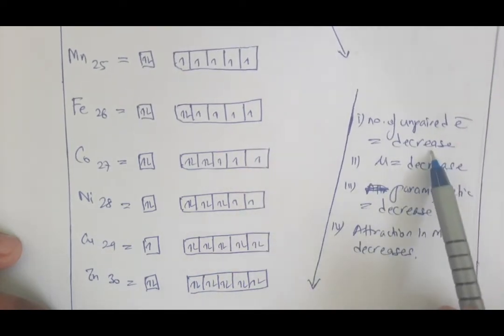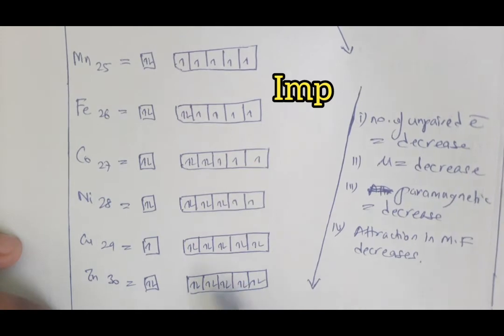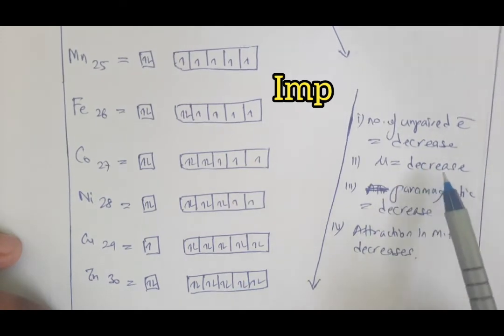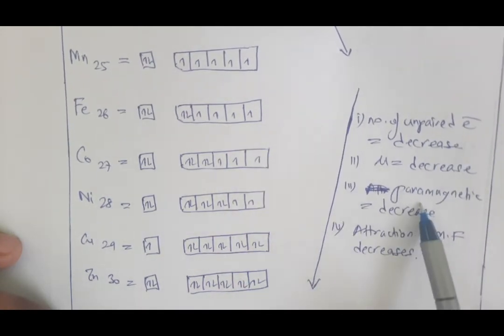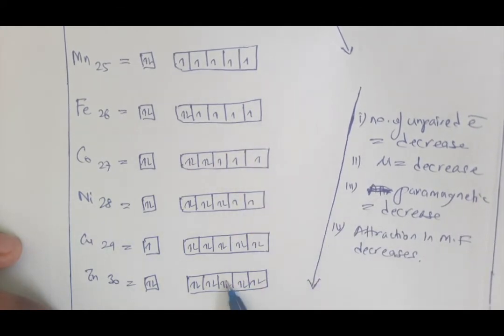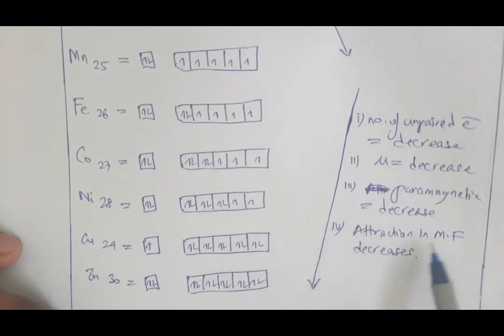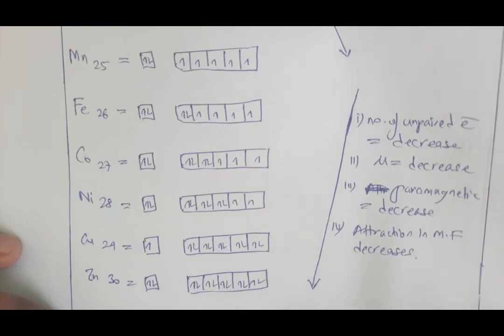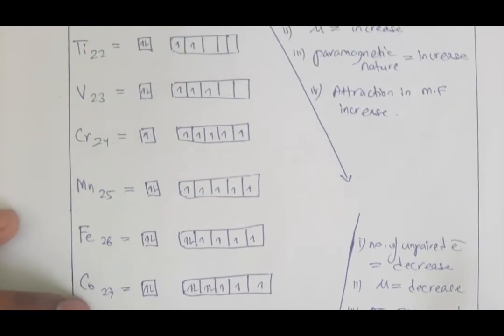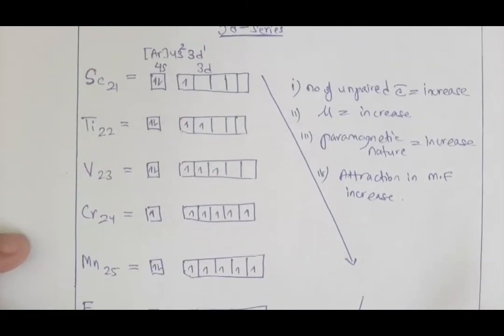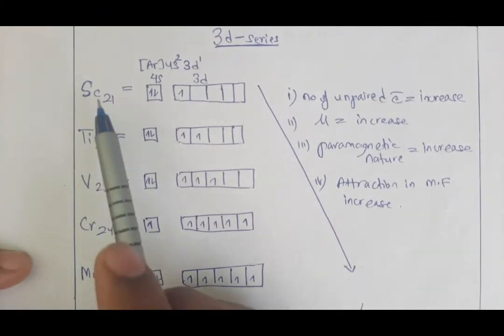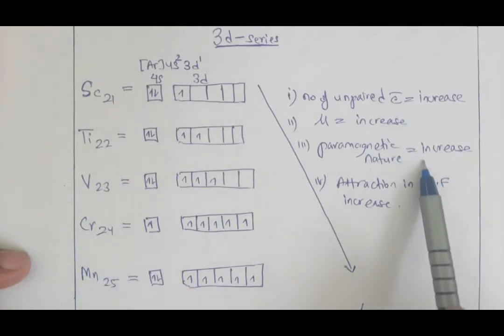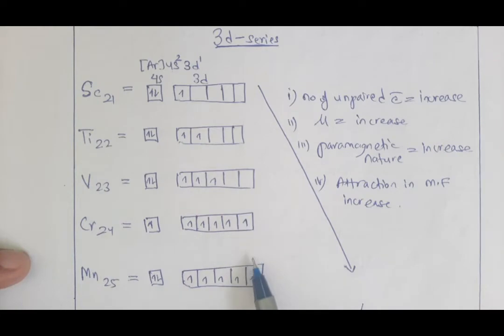The number of unpaired electrons is decreasing. So magnetic nature will also decrease, means magnetic moment will also decrease. As the number of unpaired electrons decreases, paramagnetic nature will also decrease, whereby attraction in a magnetic field will also decrease. So do remember in the 3d series, students, in the beginning of the 3d series, paramagnetic nature increases due to the increase in the number of unpaired electrons.